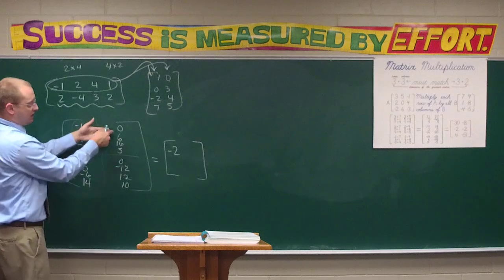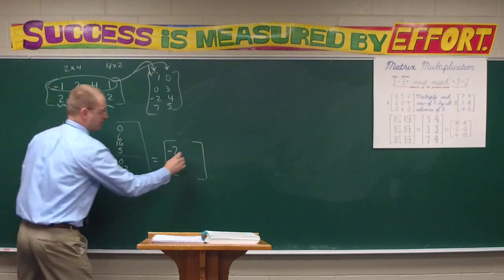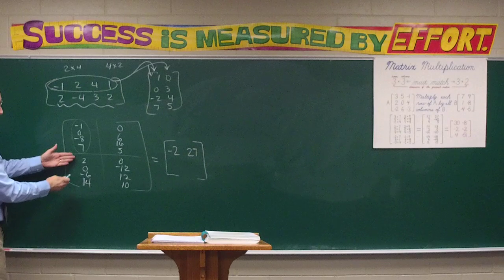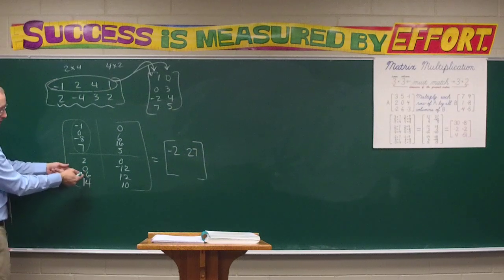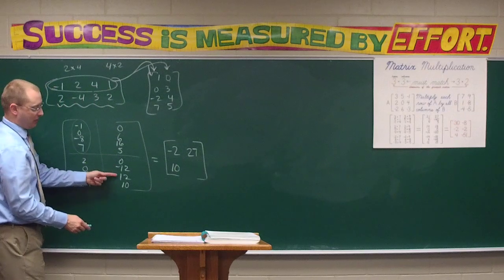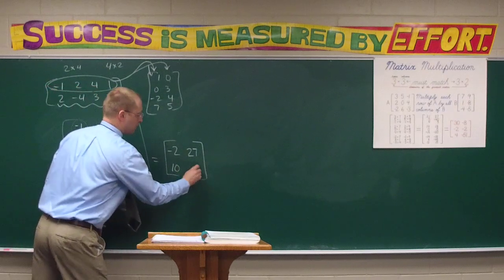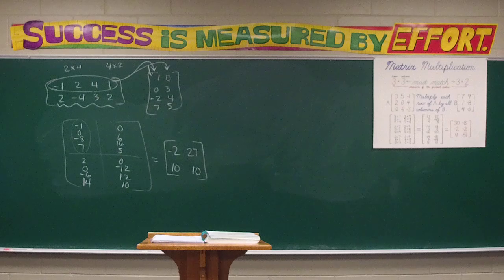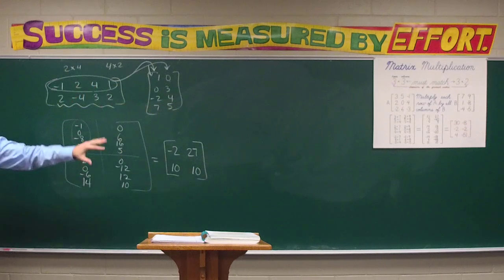Then I'm going to add the 0, the 6, the 16, and the 5. 27. Then I'm going to come down here. I'm going to add 2, 0, negative 6, and 14. And then I'm going to add 0, negative 12, positive 12, and 10. And there's my matrix.